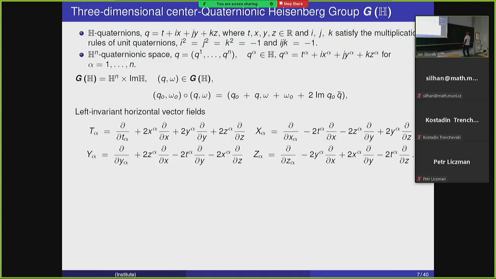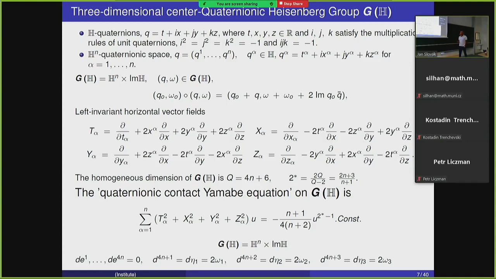So here the horizontal space is 4n dimensional, and one has a quaternionic hyper-Hermitian structure. And these two forms are the scalar forms of this hyper-Hermitian structure. So these are the structure equations of the quaternionic Heisenberg group. And so after this preparation, one can see that the Yamabe equation on the quaternionic Heisenberg group can be written in this way.